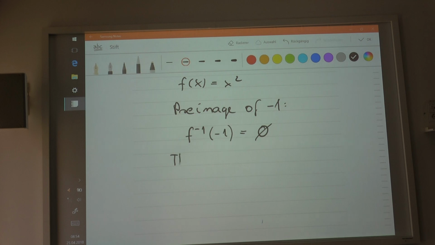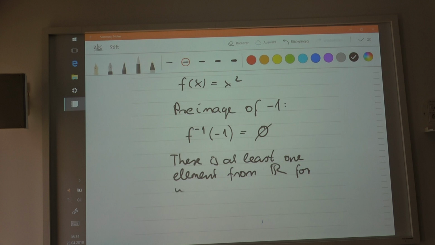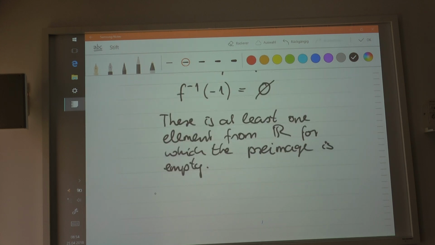So there is at least one element from this set R for which the pre-image is empty, of course under the function. So that implies that the function is not surjective.